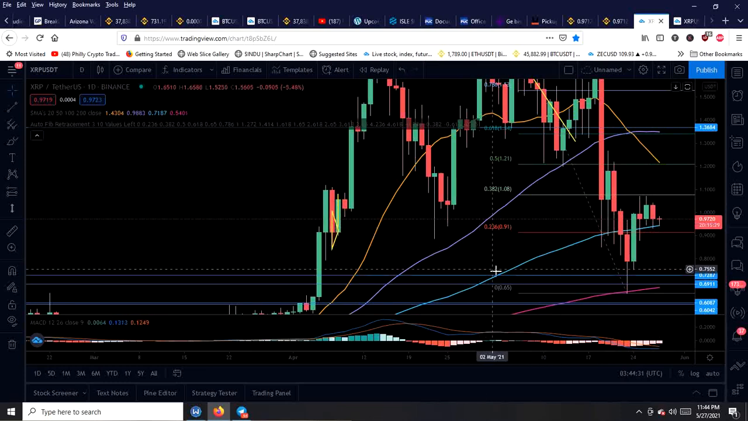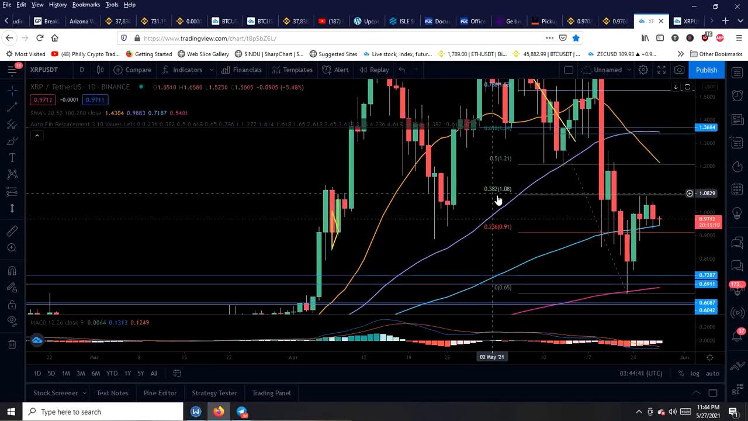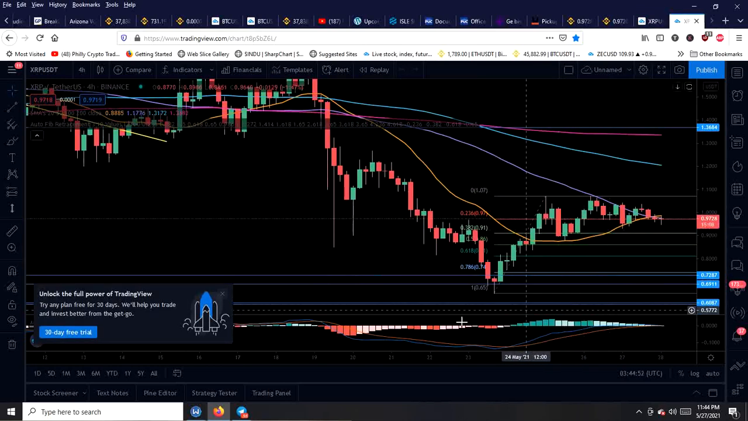Now, the 0.236 Fibonacci extension is 91 cents. So we're holding above that. 0.382, $1.08. So these are the two targets we're looking at, right? So notice the MACD, right? Getting stronger, but we're still not above the zero mark. So keep that in mind and put it all in perspective.